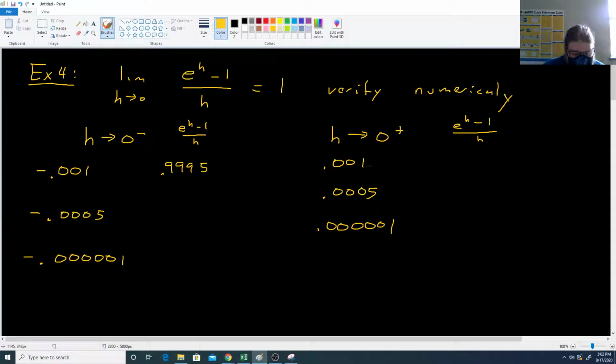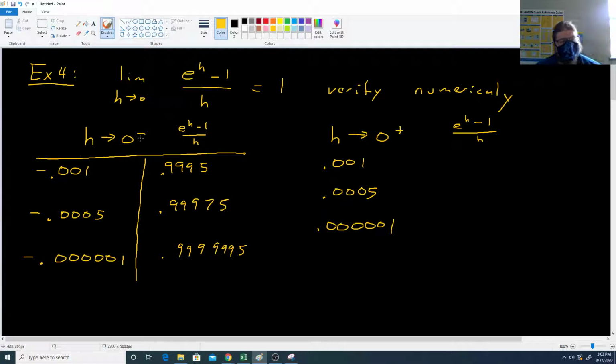And I get 0.99975. How about if I do negative 0.000001? My calculator gives me back 0.9999995. So as h approaches 0 from the left, I'm getting closer and closer, it looks like, to 1.